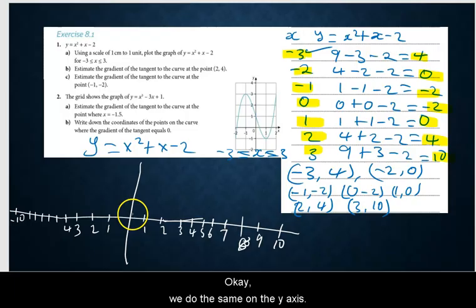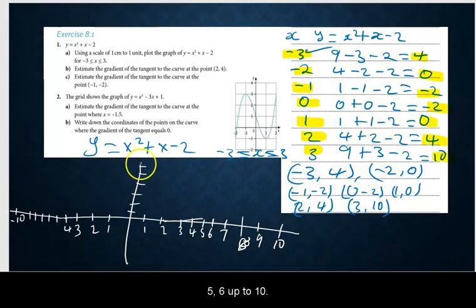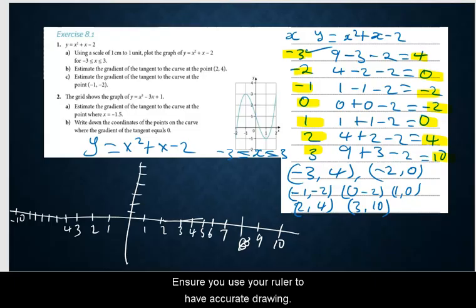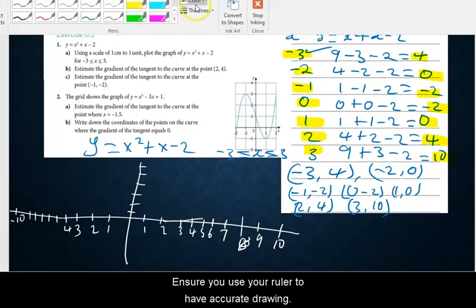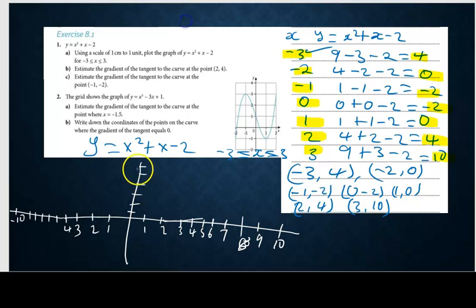Okay, we do the same on the y-axis. 1, 2, 3, 4, 5, 6, up to 10. Ensure you use your ruler to have accurate drawing. So we can extend this. 1, 2, 3, 4, 5, 6, 7, 8, 9, 10. So this is 10.